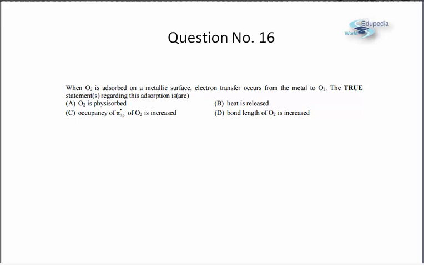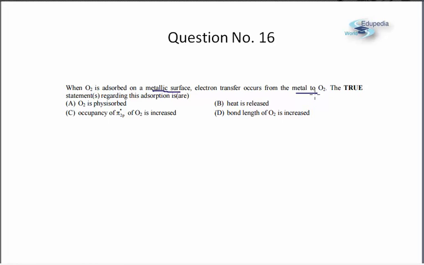Okay, so that brings us to question number 16. Question number 16 is from chemical bonding as well as surface chemistry. It says that when O2 is adsorbed on a metallic surface, electron transfer occurs from the metal to O2. So it has been specified that an electron transfer takes place.